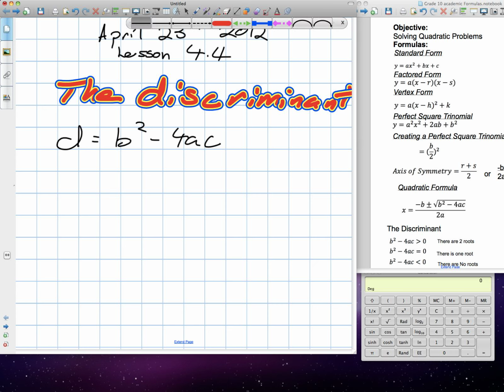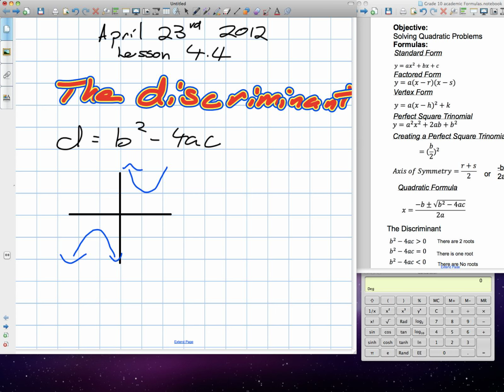So for instance, let's say we sketch a quick graph here. We have, in blue, these are parabolas that have no roots. And what they are is a vertex that's either above the x-axis facing upwards or a vertex below facing downwards. Sir, what if it intercepts the y?